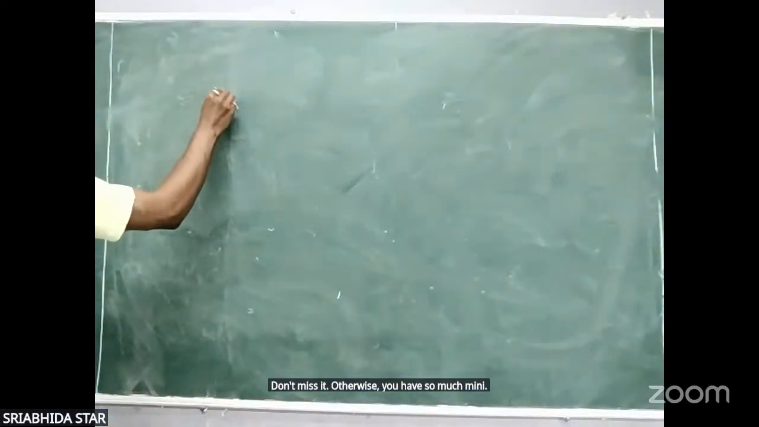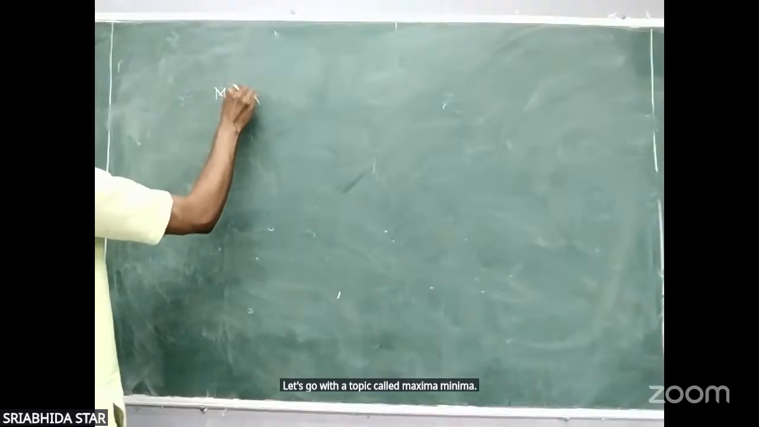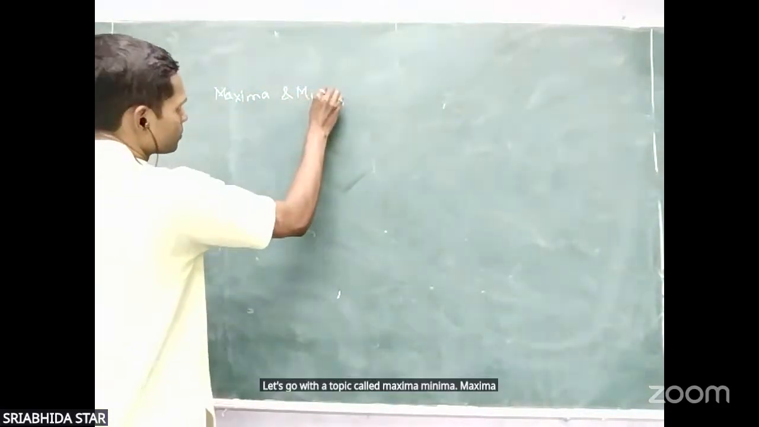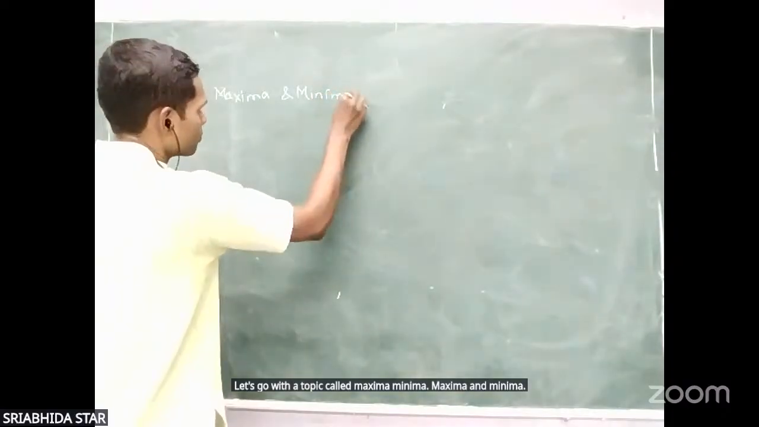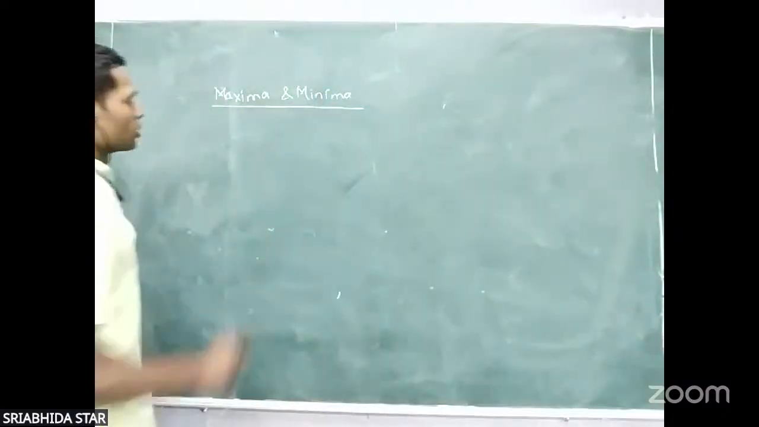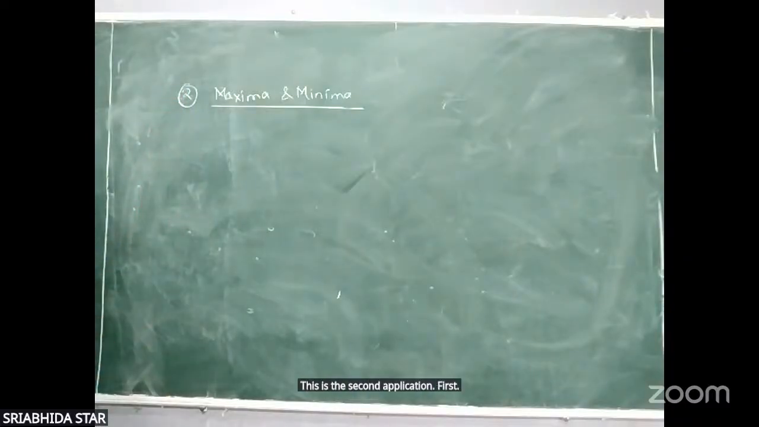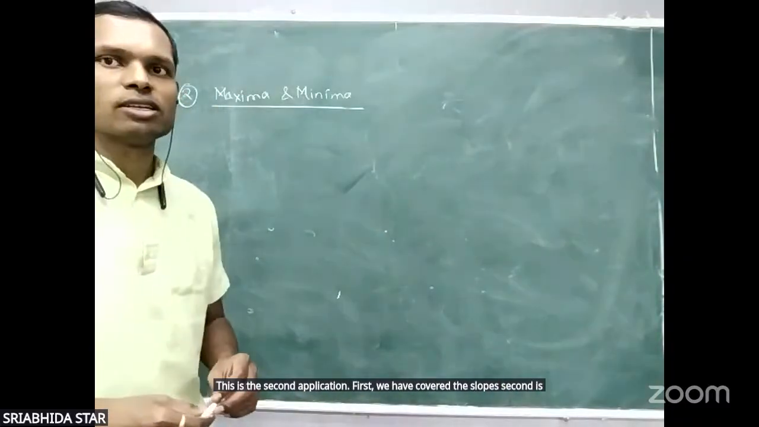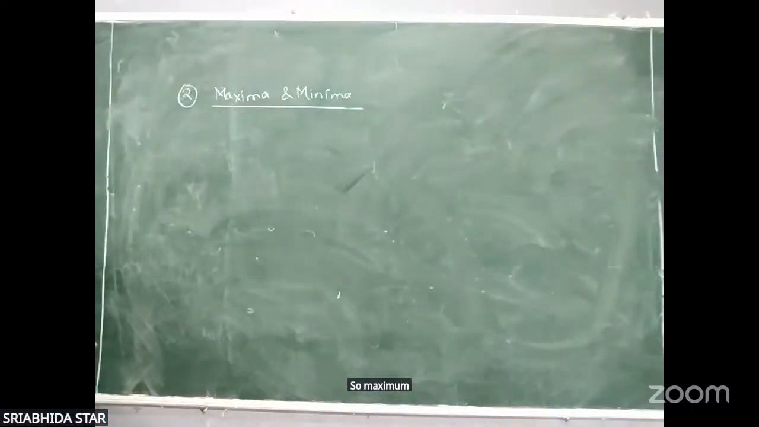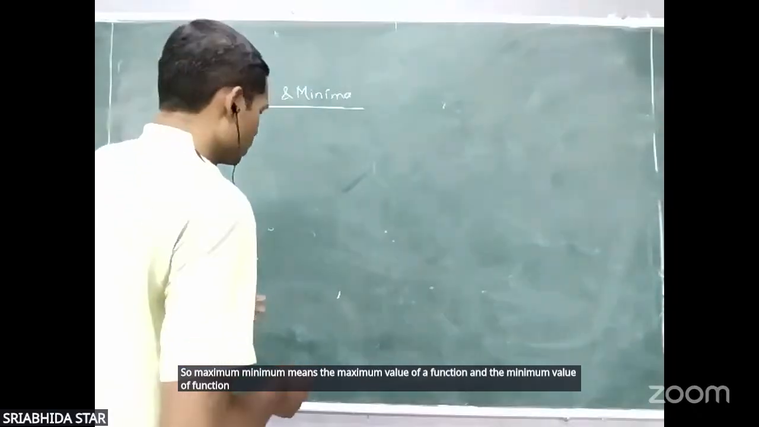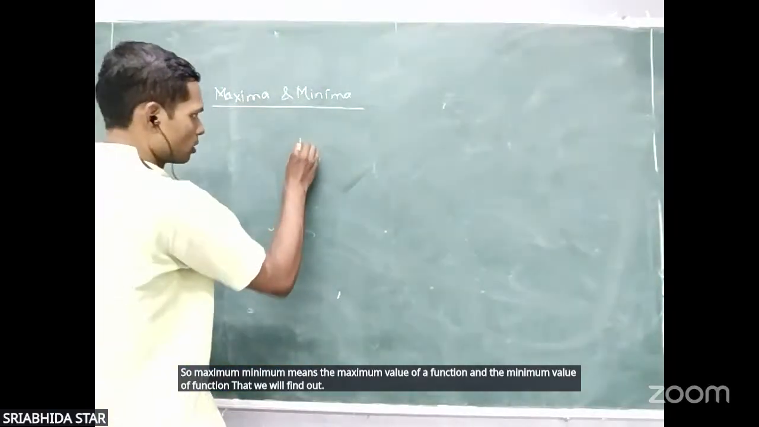Let's go with the topic called maxima and minima. This is the second application. First we have covered the slopes. Second is maxima and minima. Maxima and minima mean the maximum value of a function and the minimum value of a function that we will find out.